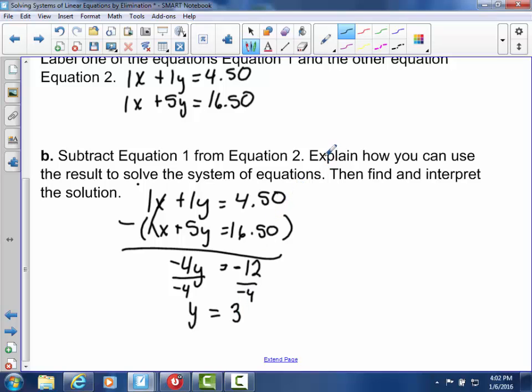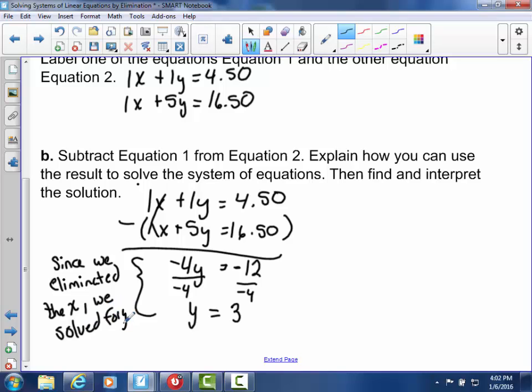Now, explain how you can use the result. Well, the result of the subtraction, since we eliminated the x, we were able to solve for y. Okay, so that's my explanation. Then find and interpret the solution. So I've got y equals 3. Now I need to know what x is, so I go back to either one of my original equations. I like the first one.